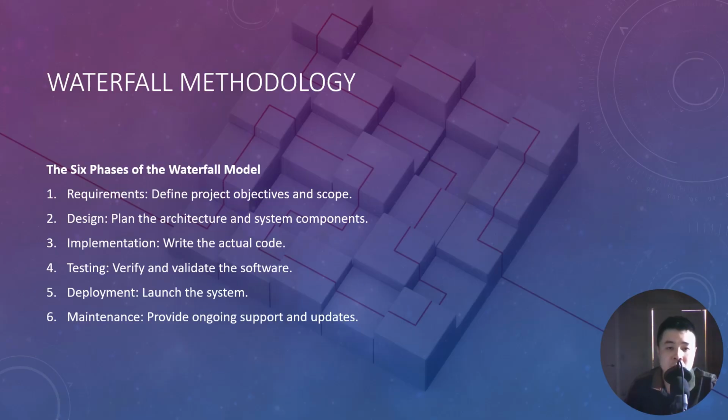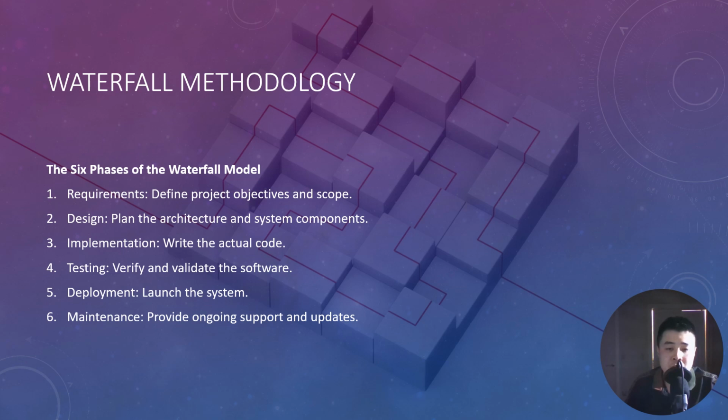Let's explore software development using the waterfall model. This approach organizes the software development process into a series of sequential phases, each building upon the previous one. The first phase is requirements, where the project objective and scope are defined. This often involves intensive documentation to capture all the project details.